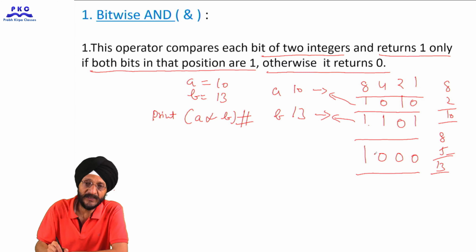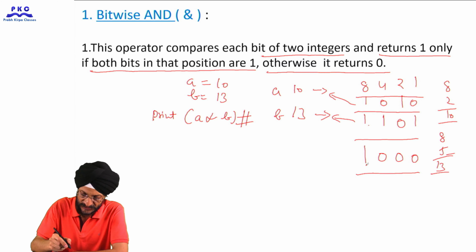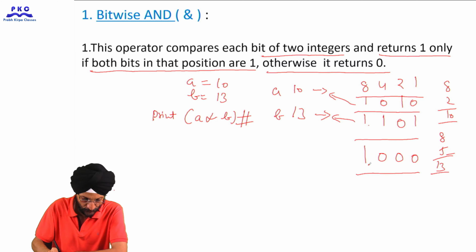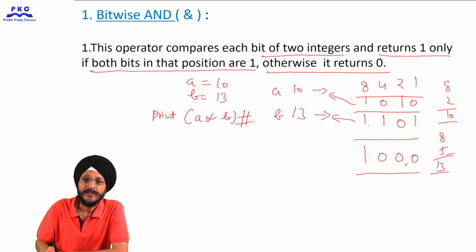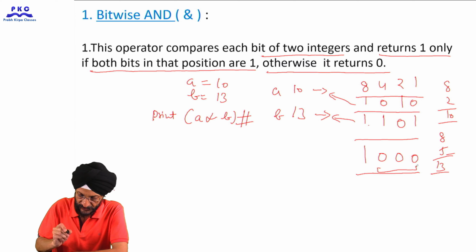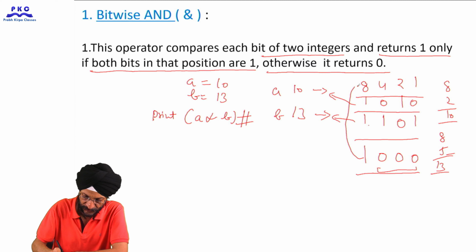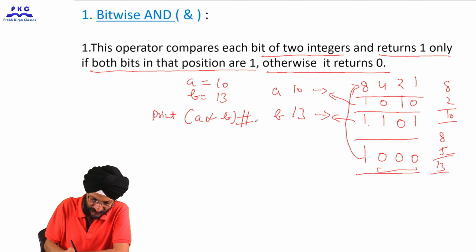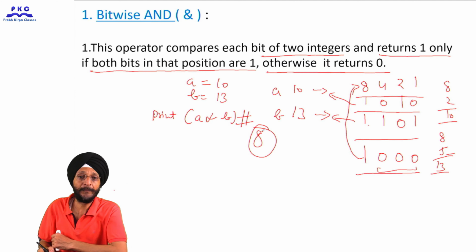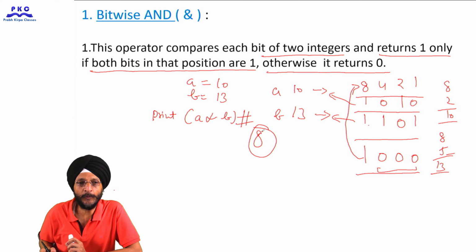Now we will convert this binary number into decimal. So what is the decimal value? Here it is 8, because the others are 0 and are not to be taken into consideration. Only the one is to be taken into consideration, and that one is related to this 8. So what is the final result? 8. Print A and B, output is 8.